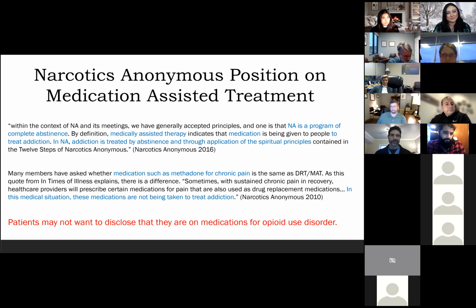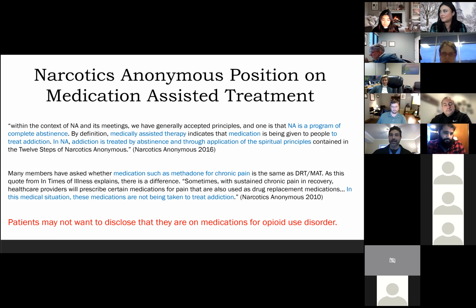Okay. I think this is the third issue. All right. So this issue, I just want to make everybody aware of this. So Narcotics Anonymous puts out a position statement on medication-assisted treatment, or medication for opioid use disorder. Without reading the entire statement, these are actually taken from two separate pamphlets that Narcotics Anonymous publishes. So the first pamphlet is talking about medication-assisted treatment, and I'll just read the stuff in blue.